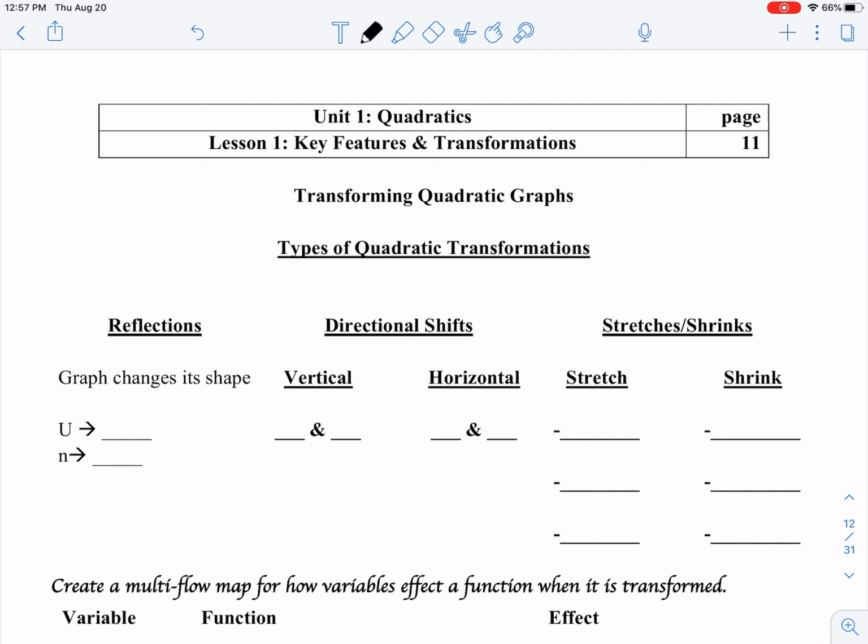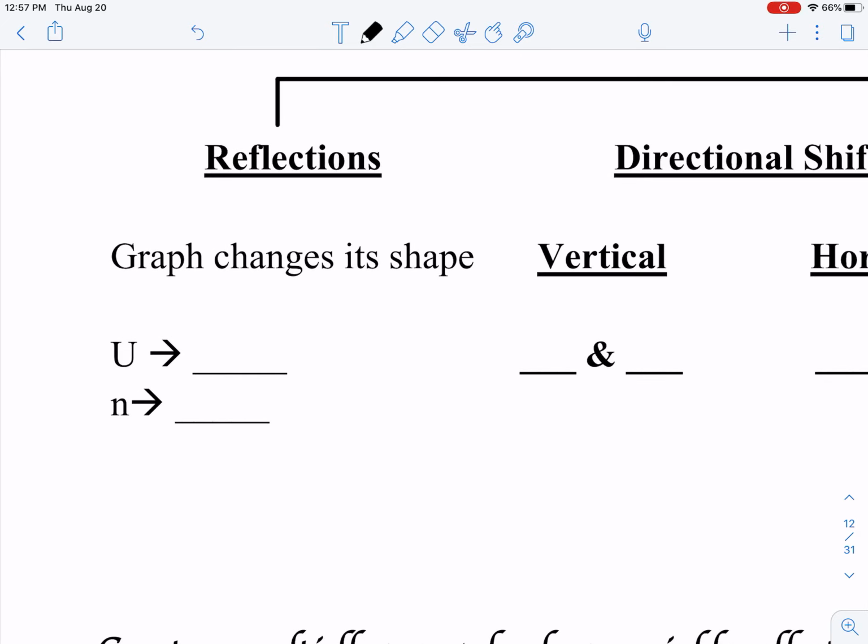Now, transformations can be broken into 3 broad movements, and that's what this tree diagram is going to represent. The first one we're going to look at is reflections. You know a reflection has occurred if the graph changes its shape. So a U is going to reflect. Think of a mirror, or flip. If I flip a U, it's going to become an N, and if I flip it again, it'll become a U.